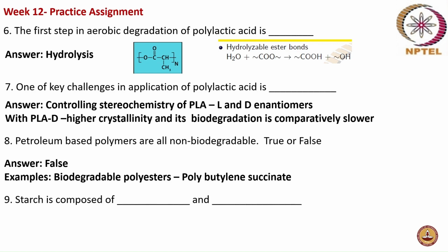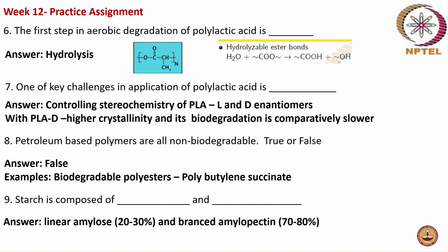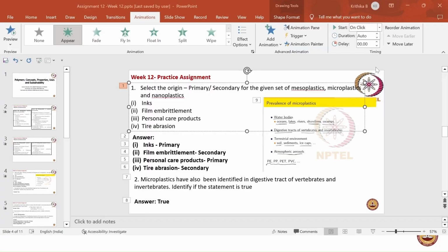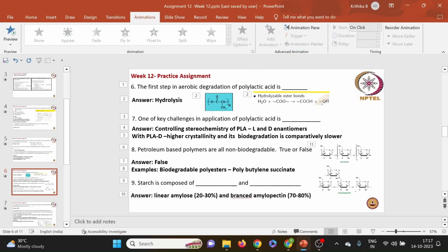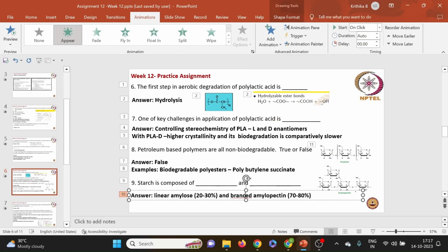Okay. Starch is composed of dash and dash. What is the composition of starch? What are the monomers present in starch? The answer is starch is composed of linear amylose, which is 20 to 30%, and branched amylopectin. Again, sorry, there's a typo error. It is branched amylopectin.